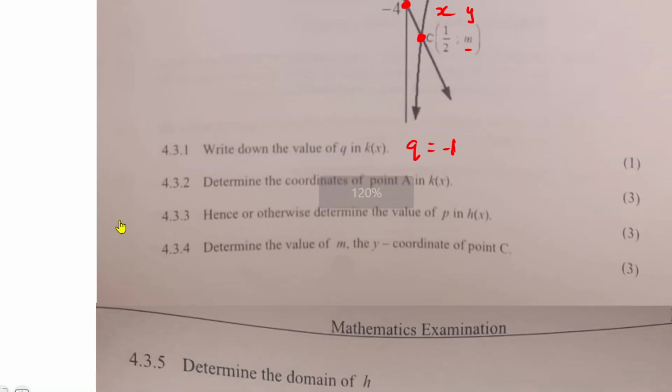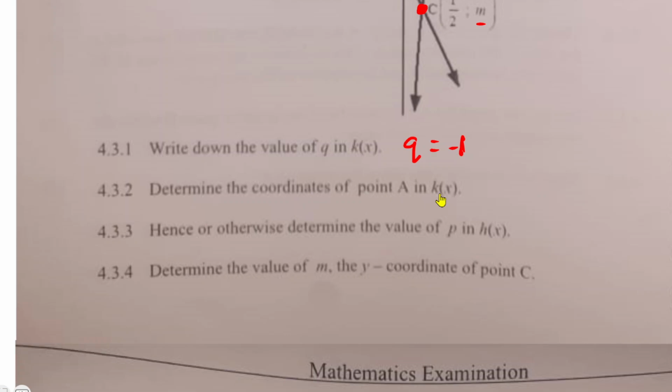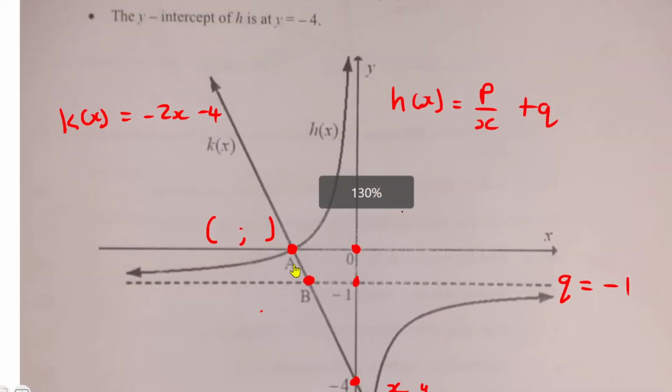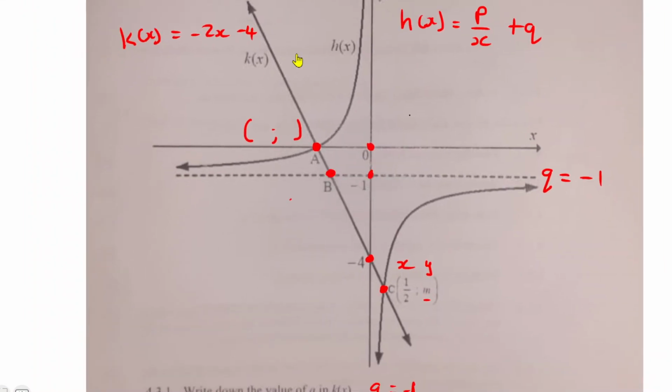4.2.3, let me increase the font. 4.2.3, determine the coordinates of A in k of x. Determine the coordinates of A in k of x. So let's look at A. So that is the point A. So we are looking now for the coordinates of A. Remember, A is a point where the straight line intersects with the hyperbolic graph. So we can use now the straight line, because we do have the straight line equation, which is this one. k of x is equal to negative 2x minus 4.